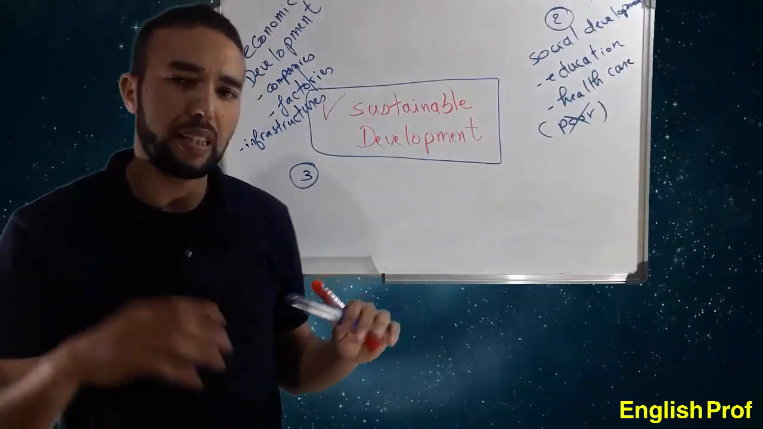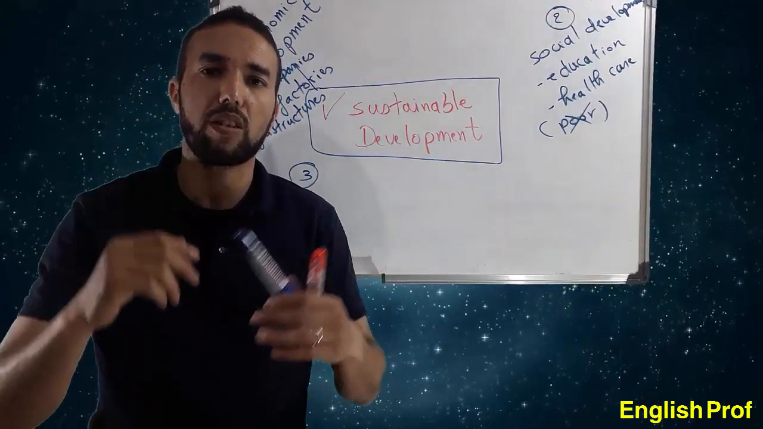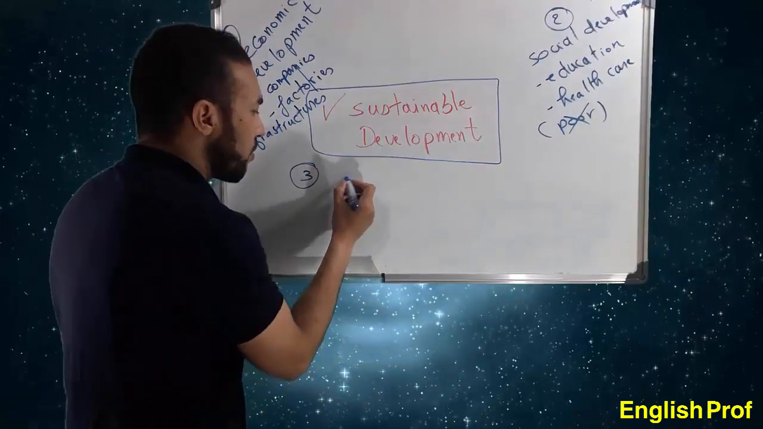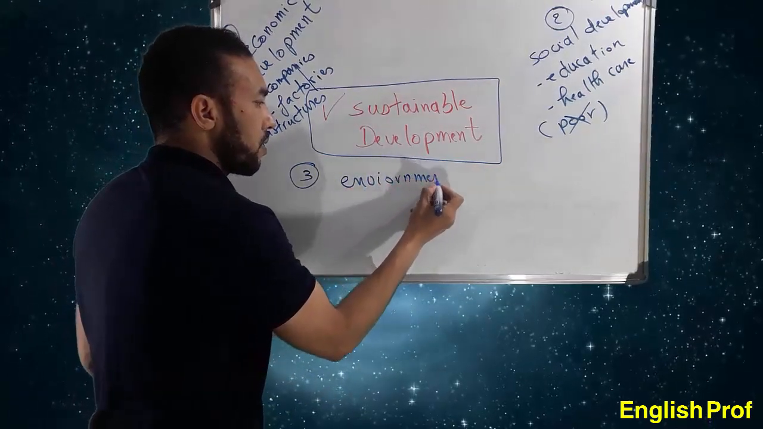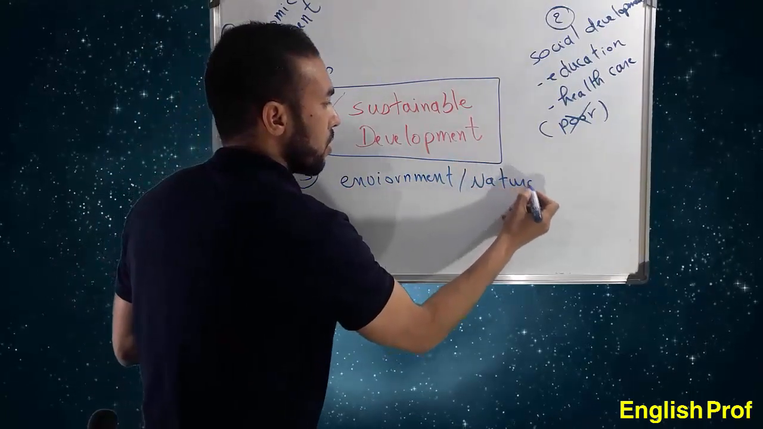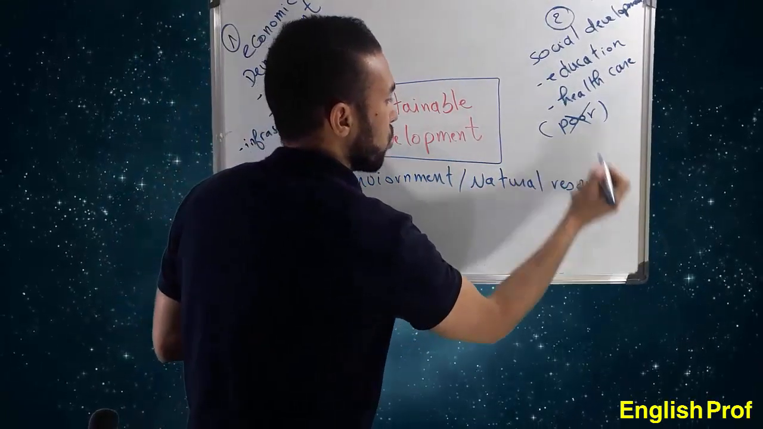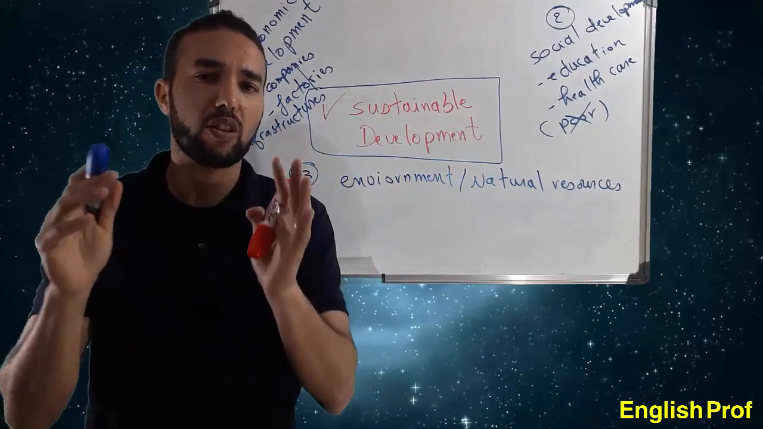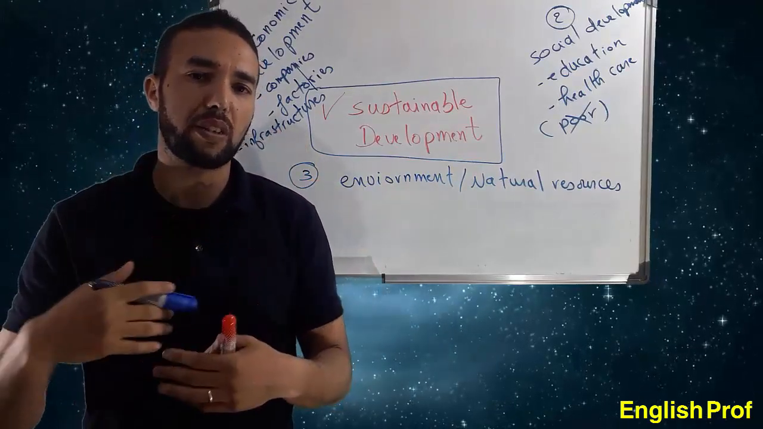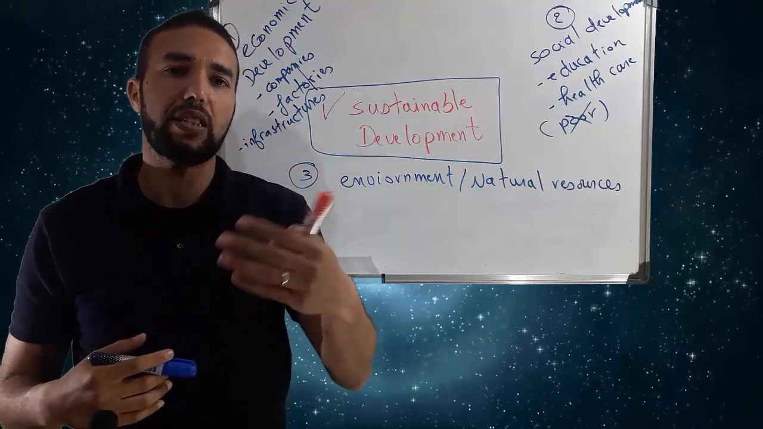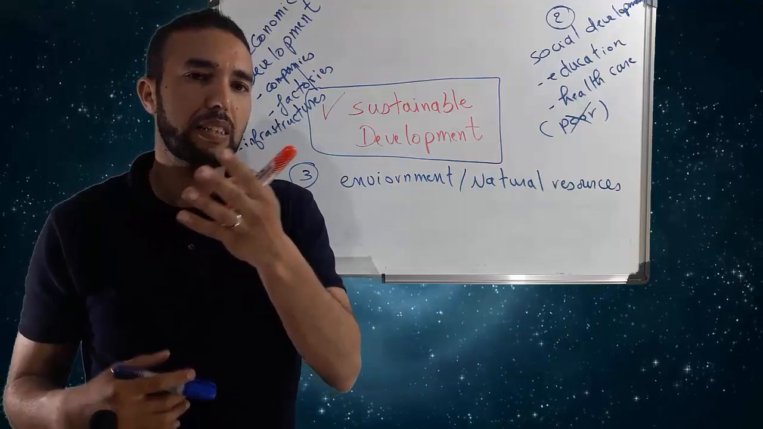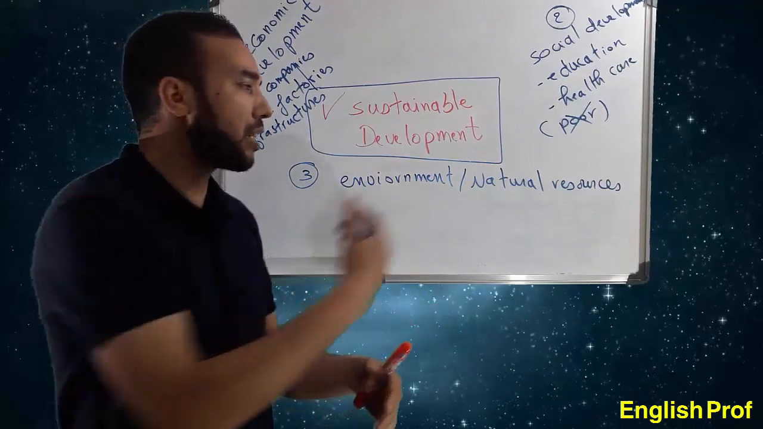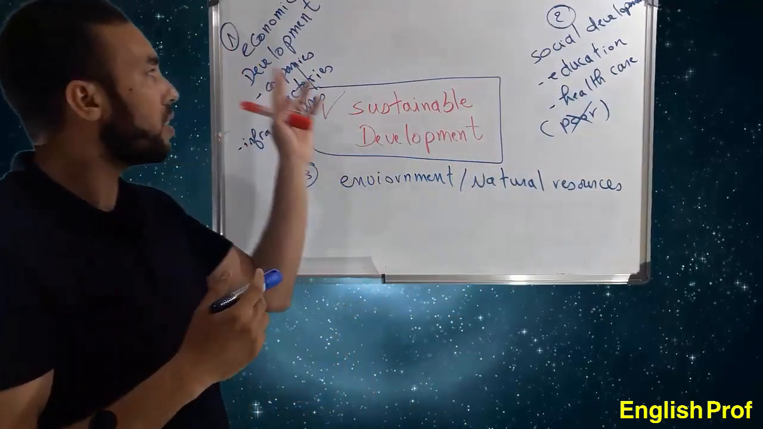The last item, I think this one is also probably the most important thing to have sustainable development. It's your environment or your natural resources. People say natural resources or the environment are very important in having sustainable development, simply because some countries in the past, or even today, destroy their environment and their natural resources. Why? To have economic development.